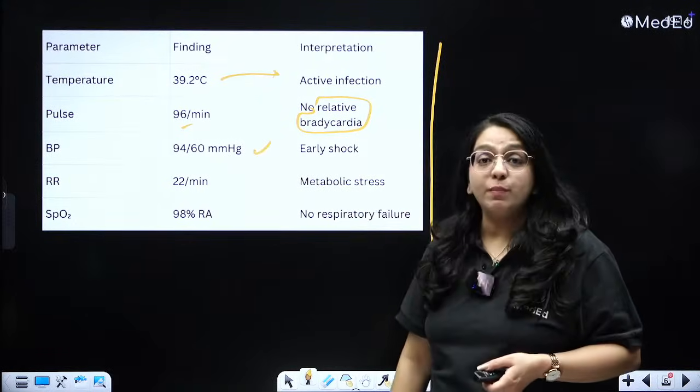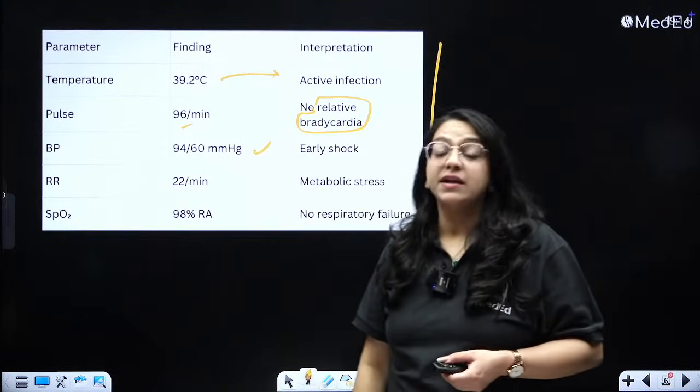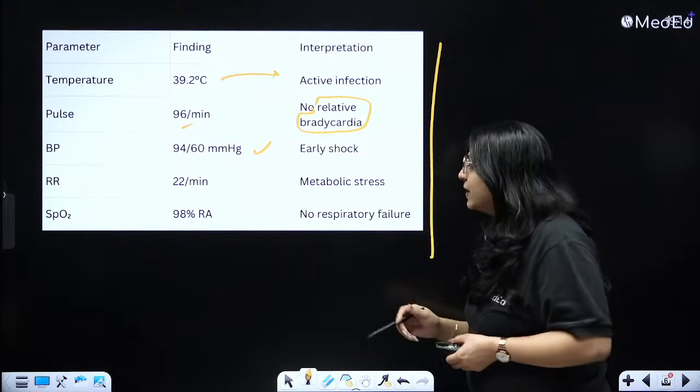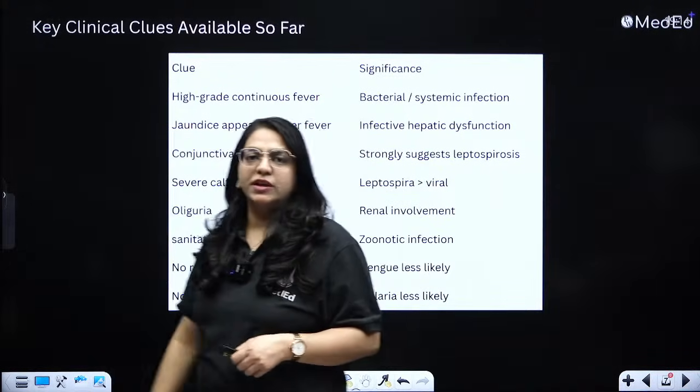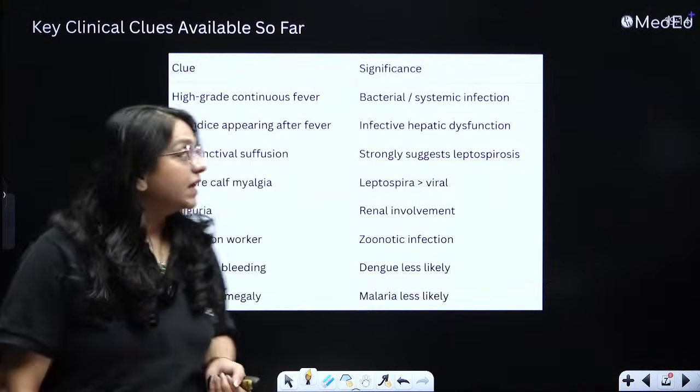Low BP, there is low BP. Patient is in early shock here. So that means it is getting affected. Respiratory rate and SpO2 are not so significant, so you can rule out the involvement of the respiratory system.